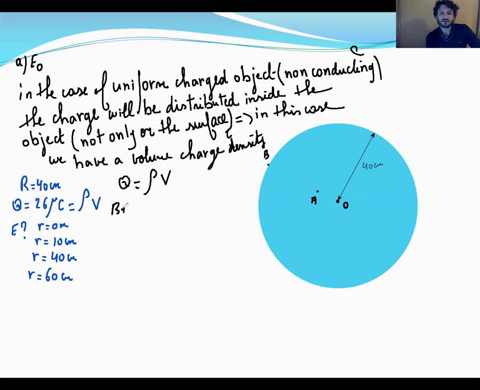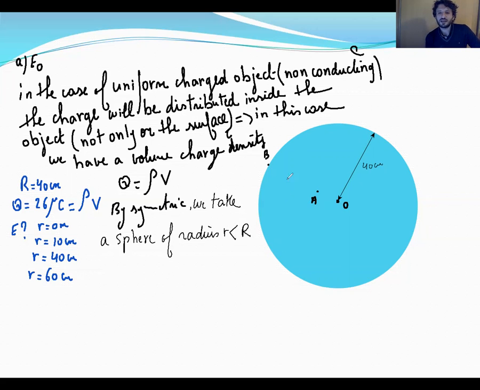We can say by symmetry we take a sphere of radius r less than capital R. Okay, I take inside the sphere to calculate the general formula of the field inside the sphere as the Gaussian surface.